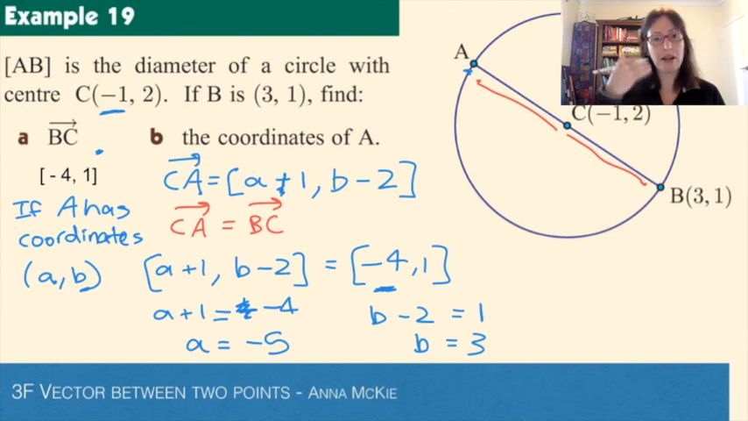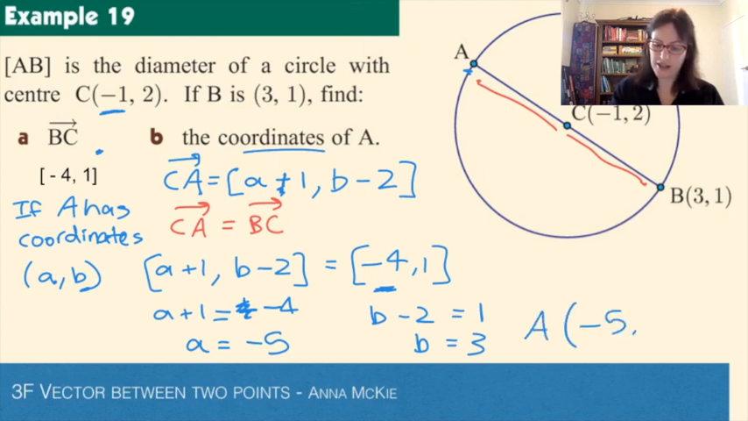Don't just leave it there. Go back and read the question. What did it ask you to find? The coordinates of A. So it's quite neat to finish it off by writing A is (-5, 3). And that's how you'd solve that question.